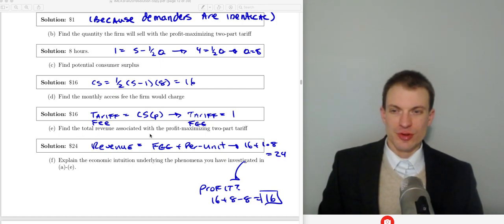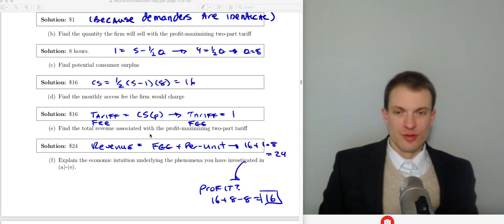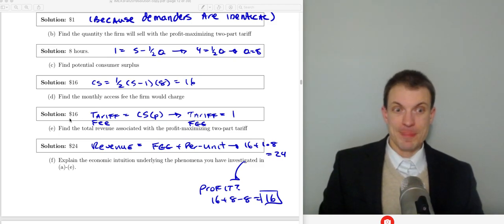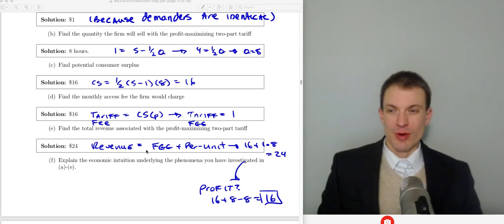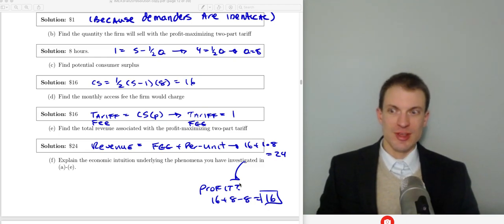Find the total revenue associated with the profit maximizing two-part tariff. Careful here. This is asking for revenue, not for profit. Profit is just going to be the 16. Revenue is 24. Revenue is going to be the fee plus the per unit revenues, so 16 plus the $1 times the 8 units is 24. What's our profit? The profit further subtracts off the 8 units times the marginal cost of 1. So my profits would be 16, but the revenue, 24.